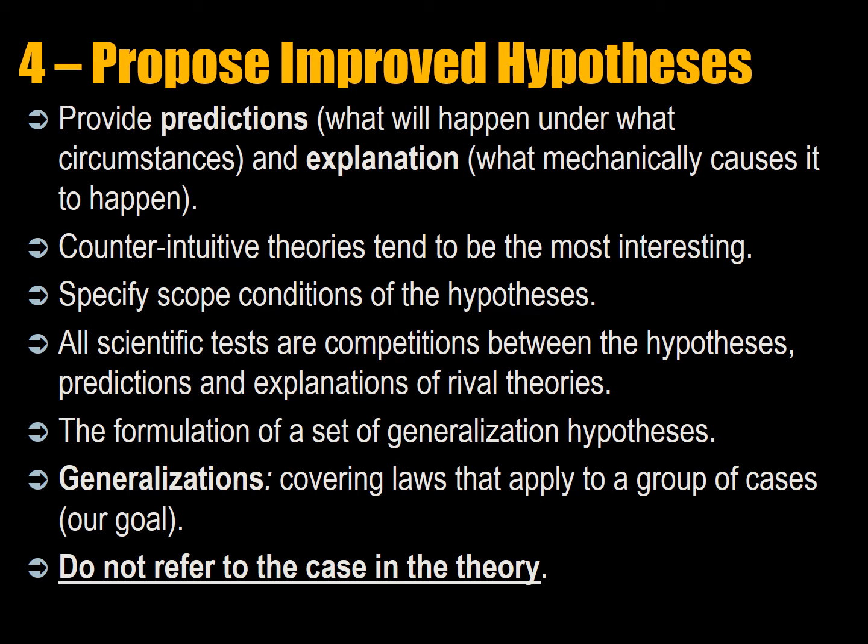Step 4, to propose improved hypotheses. Now this is where your role comes in. You've done a survey of the shortcomings in the literature, and now you have to fix it. That's the core of your paper. Coming up with a better solution to predict and explain the phenomenon that was previously not well explained. So it's very important that you provide the predictions. What will happen under what circumstances? As well as the explanation, which is, mechanically, how did this come about?